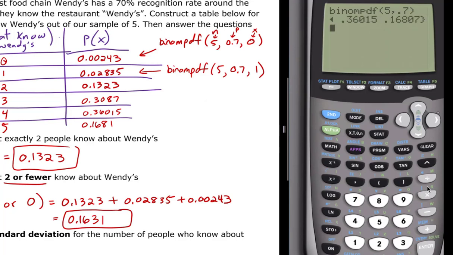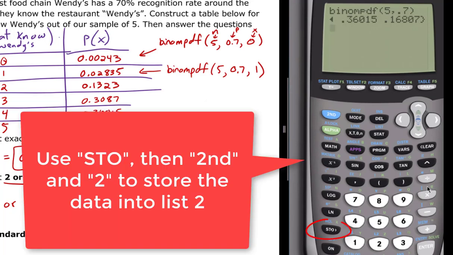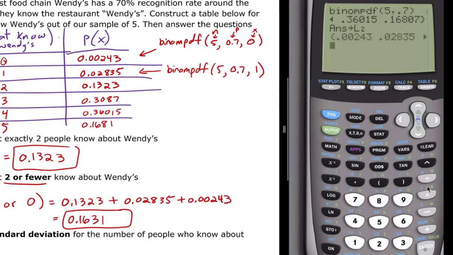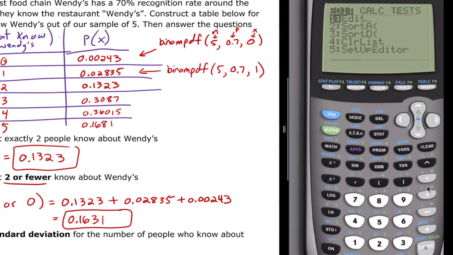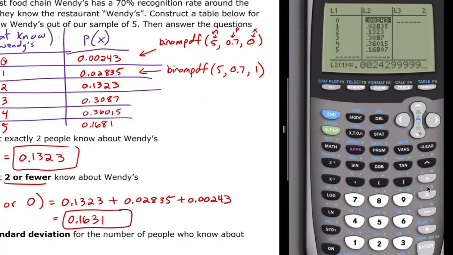And if you want to store those into a list, let me show you. Hit the store button on your calculator, STO, and then you can store it to whichever list you want by hitting second, and then number 2 to store it to list 2. It repeats it again, but now go into edit mode, stat, and then number 1, edit. Scroll down, and all the values are there.